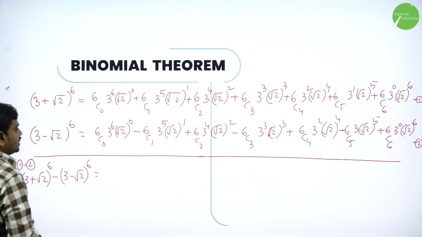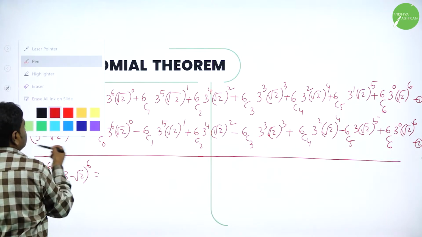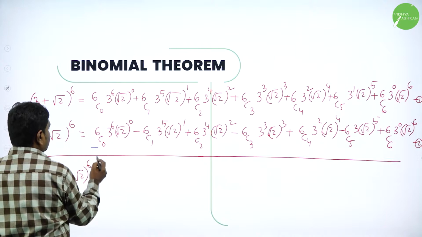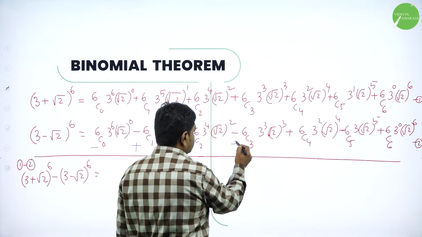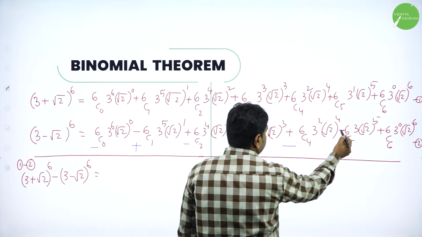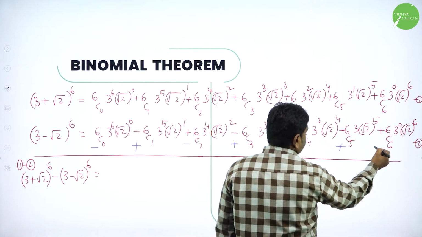LHS minus LHS, RHS minus RHS. When you are subtracting, the sign changes. So this is positive, it will become negative. This is negative, it will become positive. Negative becomes positive, positive becomes negative. Negative becomes positive, and this positive becomes negative.